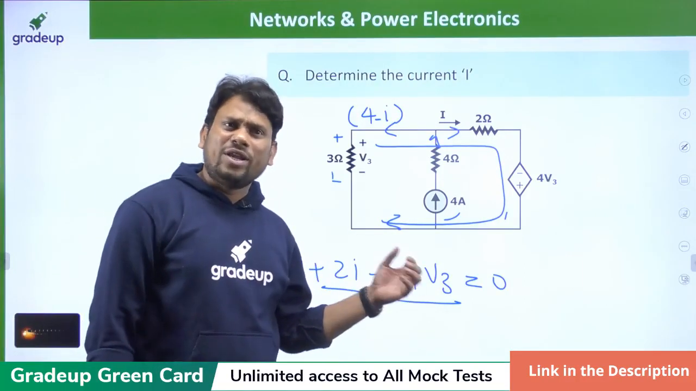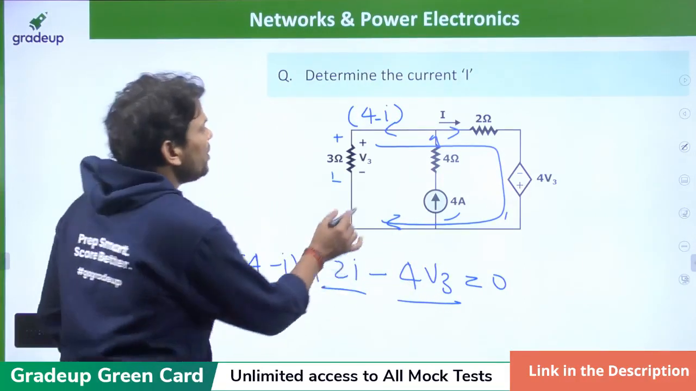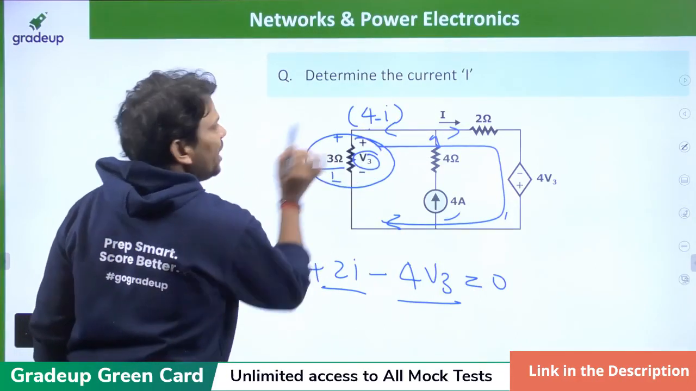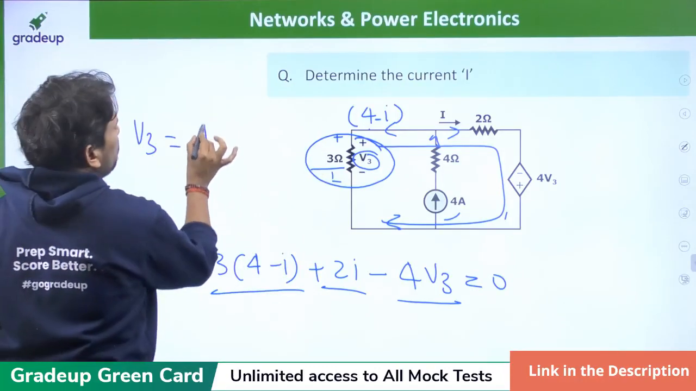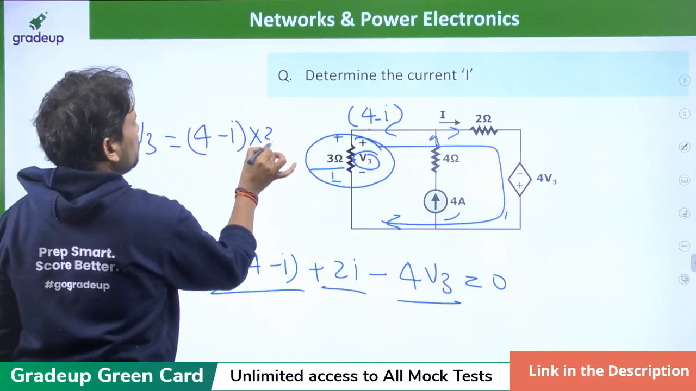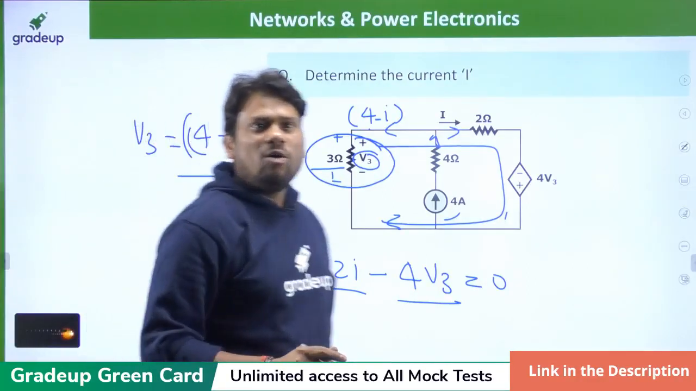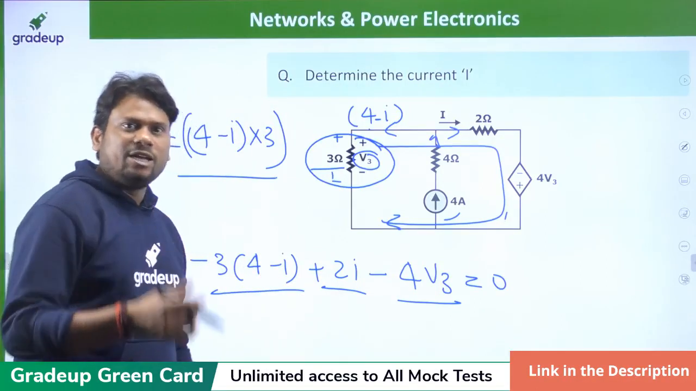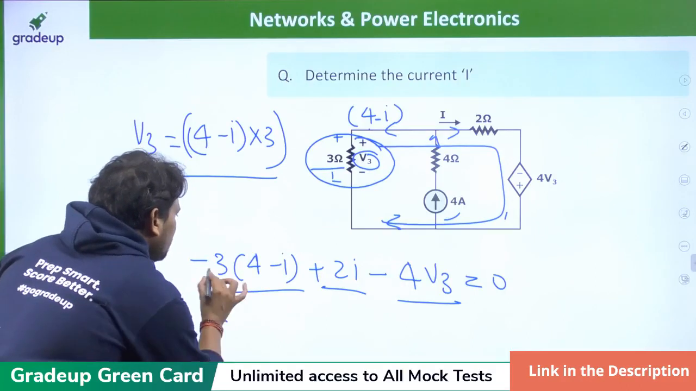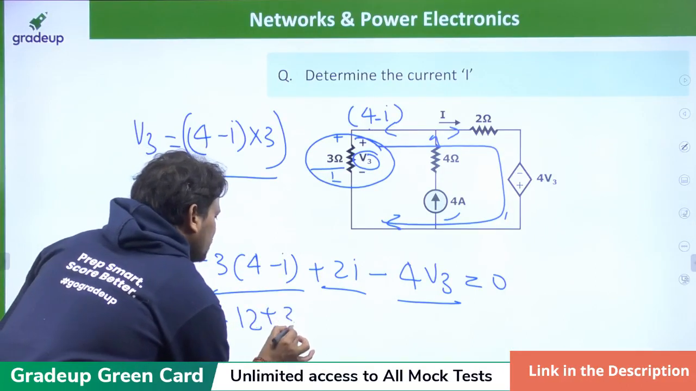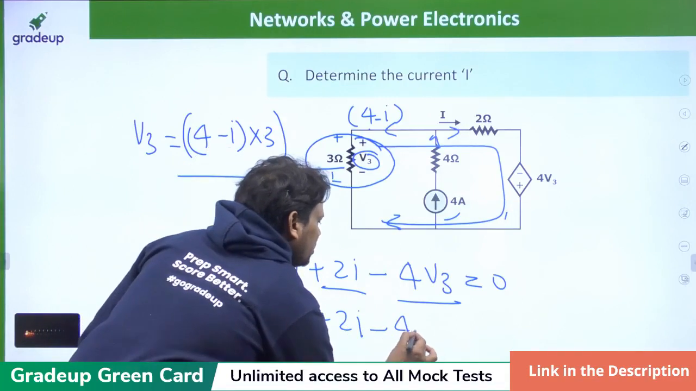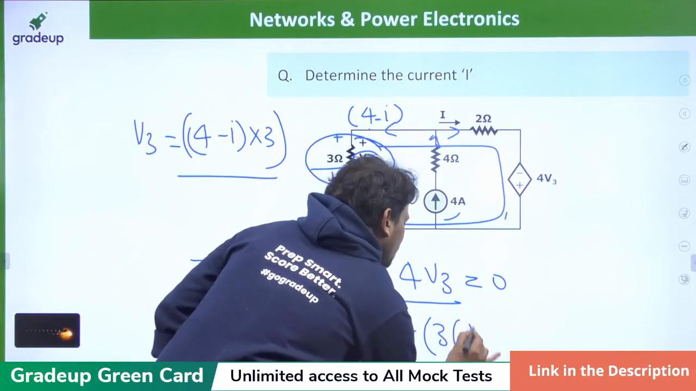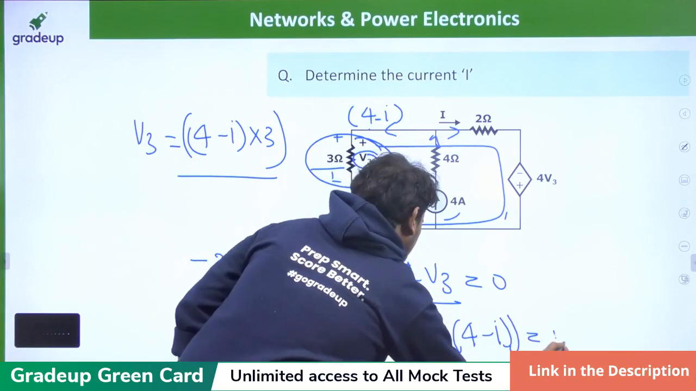To handle that circuit we require one more equation. That equation we can write from this element by Ohm's law. So V3 is nothing but 3 into that current, so V3 is equal to (4 minus I) into 3. Now with the help of these two equations we can find the value of I. So I'm going to write minus 12 plus 3I plus 2I minus 4 into V3, and V3 is 3 into (4 minus I), is equal to 0.